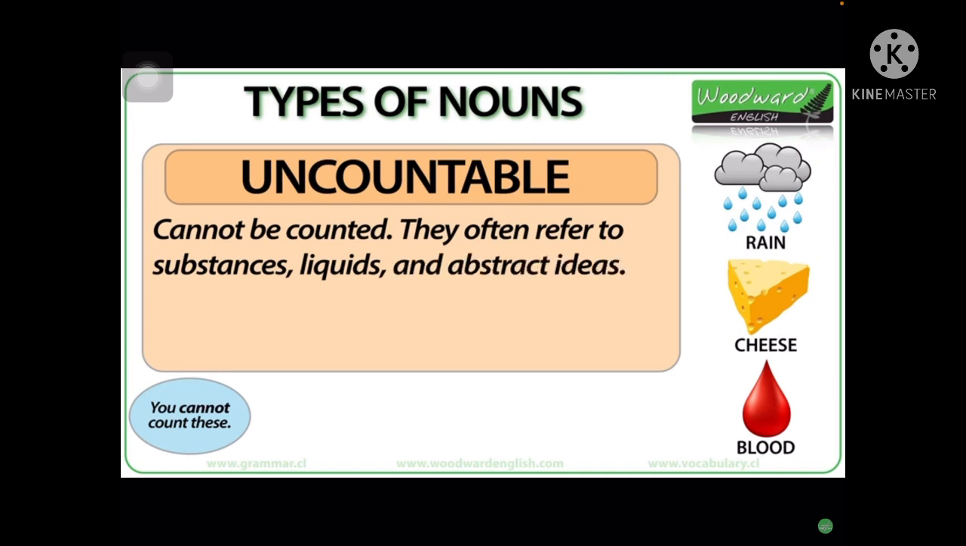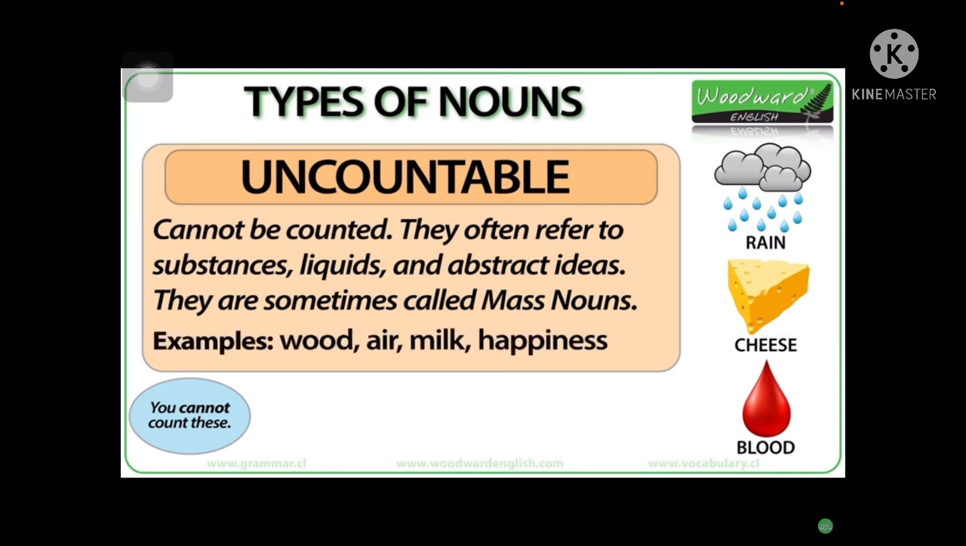Uncountable nouns often refer to abstract ideas like happiness, time, information. You cannot count happiness. You cannot say, oh look, I have 3 happinesses. No, it's not possible. So happiness is an abstract idea and is uncountable. Sometimes uncountable nouns are also called mass nouns. Some examples of uncountable nouns are wood, air, milk, and happiness.